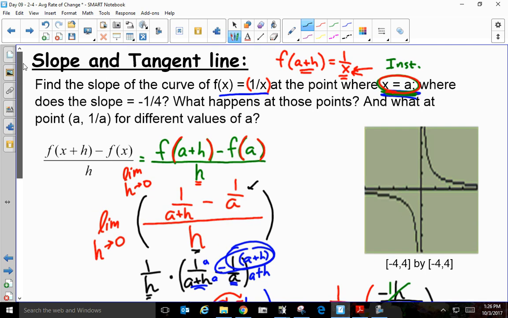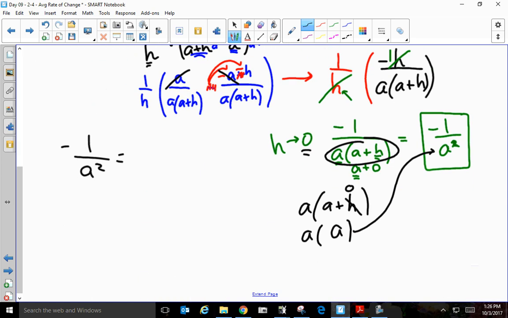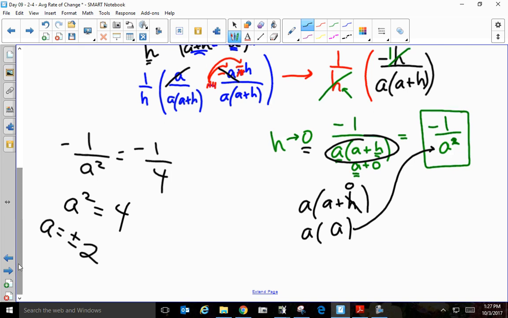They want to know, well, where does the slope equal negative 1/4? So where will this equal negative 1 over 4? Well, guess what? The tops are the same, aren't they? So I've got to figure out, when does a squared equal 4? What would the values of a be? Plus or minus. Thank you. a can be plus or minus 2, and we know our a is the same as x, right? So where does this slope happen? When x is plus and minus 2.